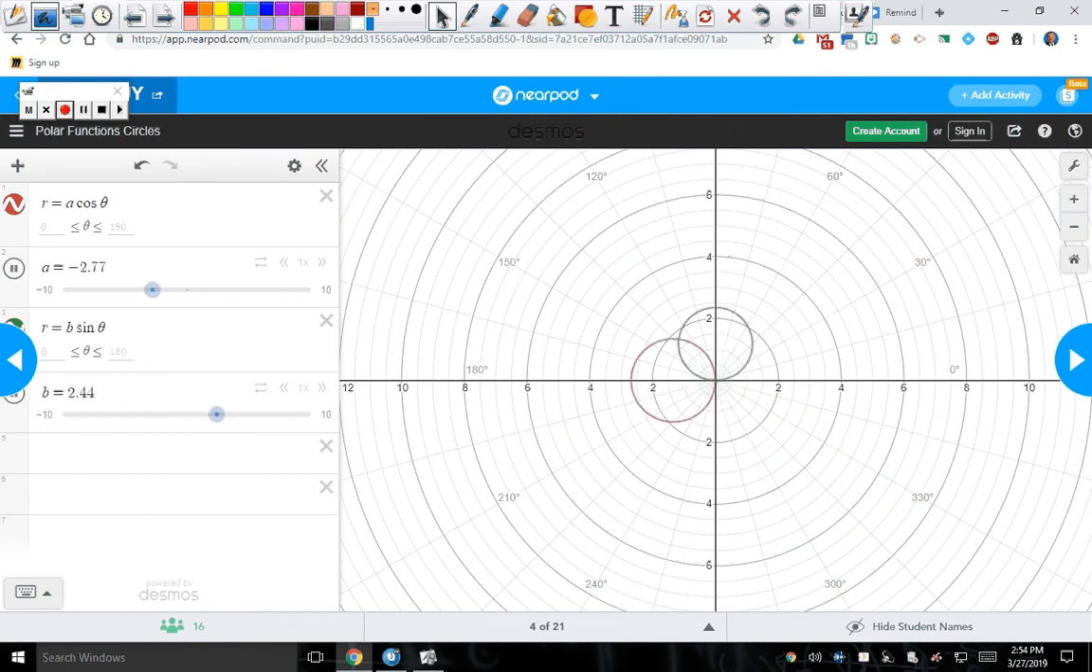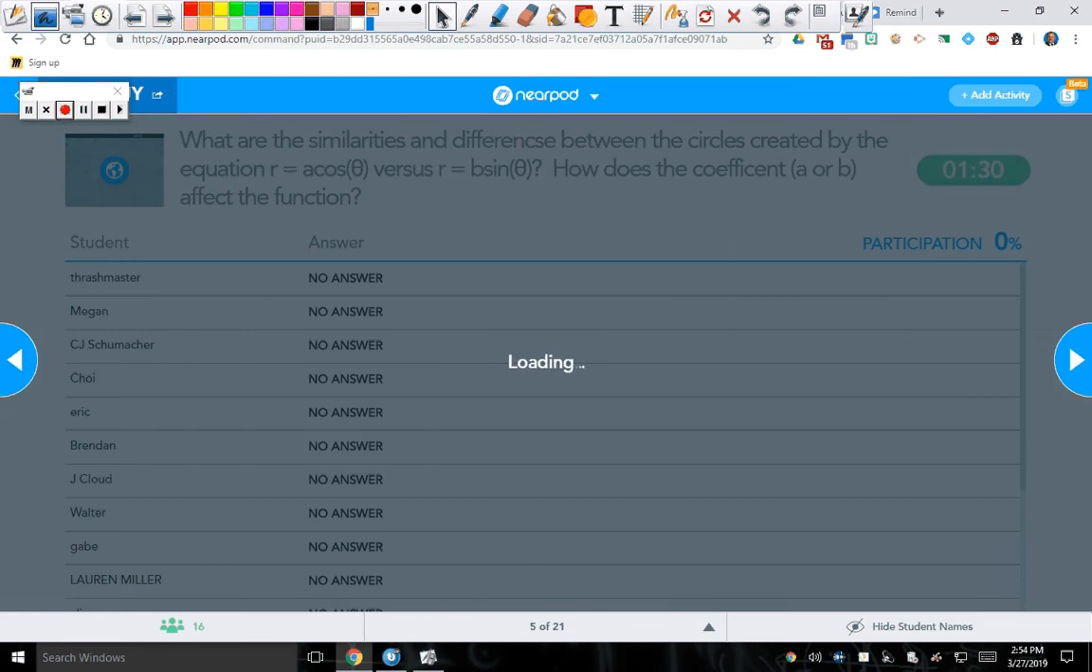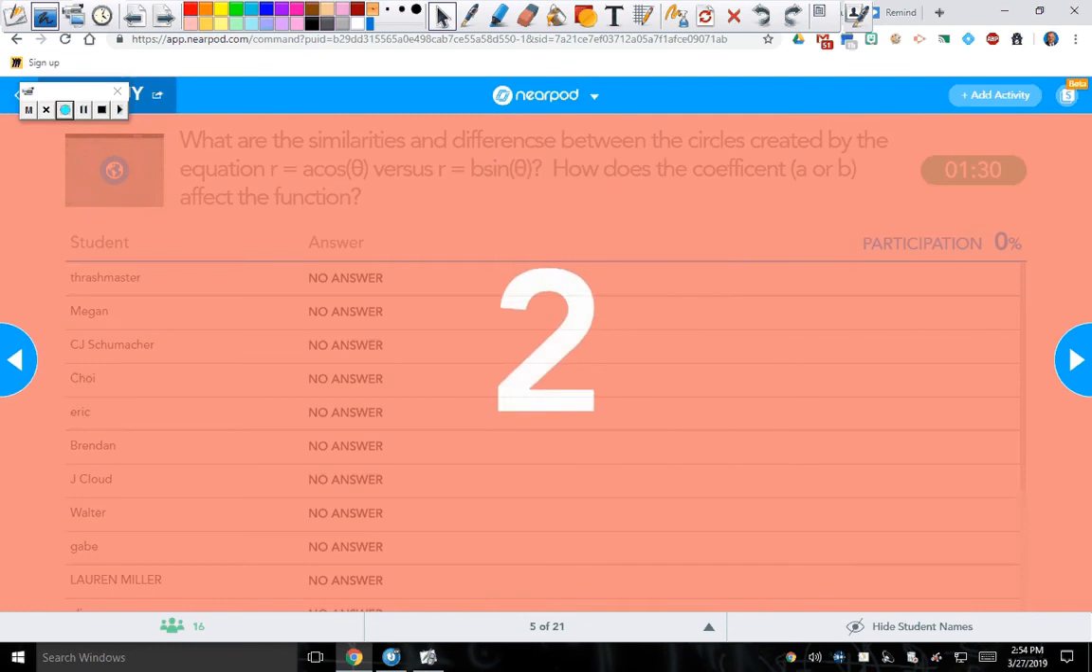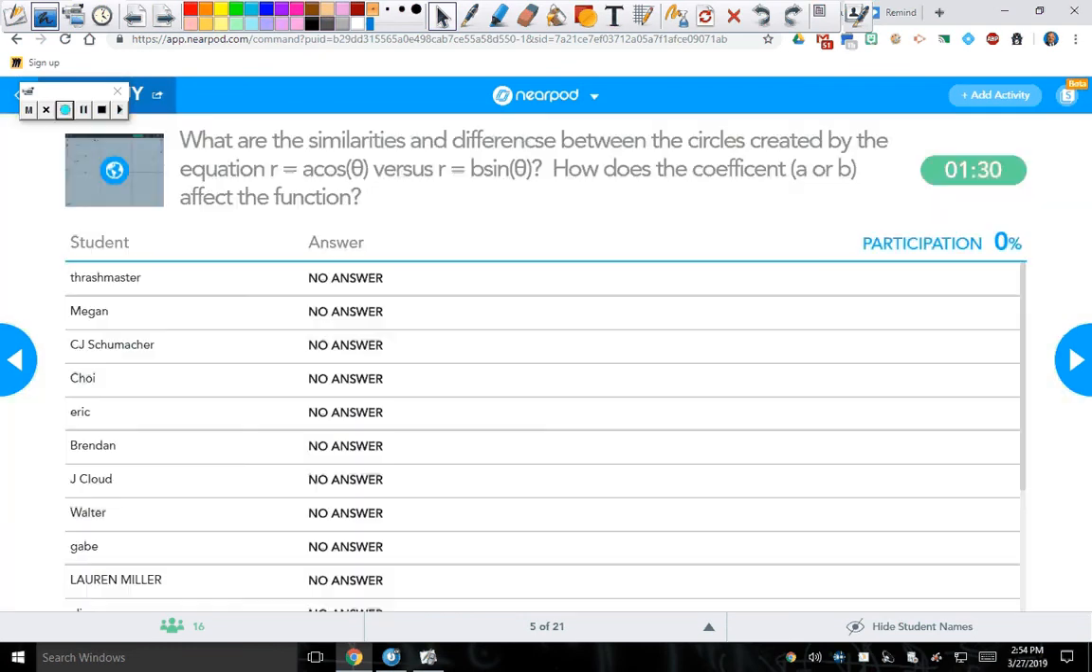Alright, here we go. Ready? Now, I won't record this. But now let's see what you can do. So you're going to, let's just verbalize this. What are the similarities and differences, guys, between the circles created by this and this? You don't have to write it. Just say it. What are the similarities that you saw?